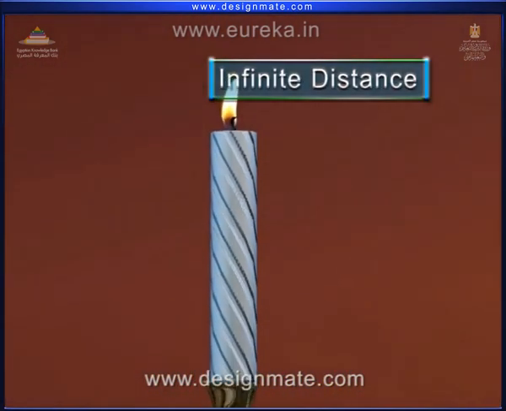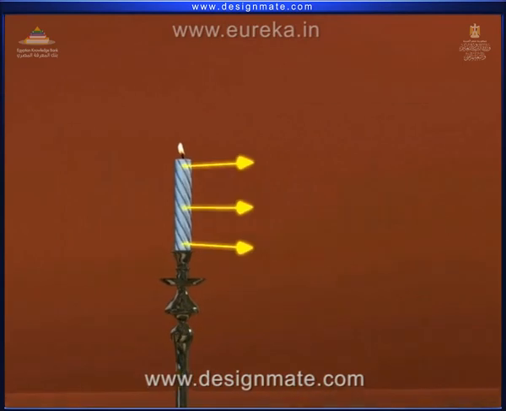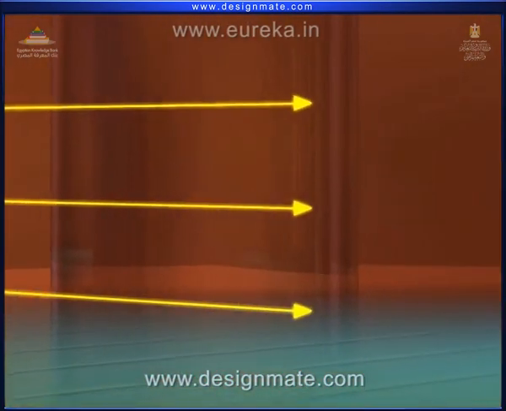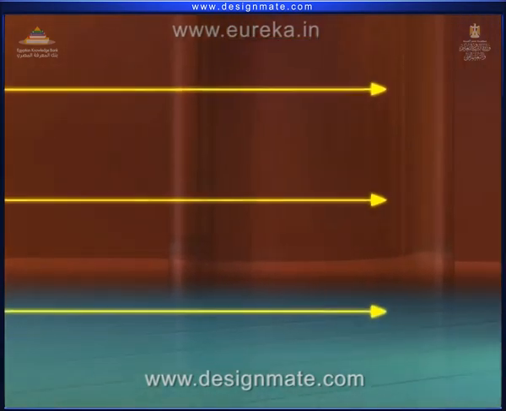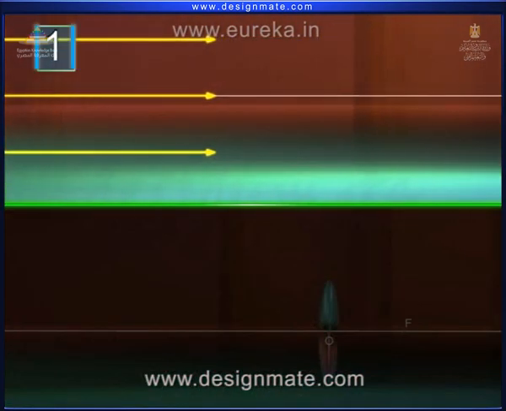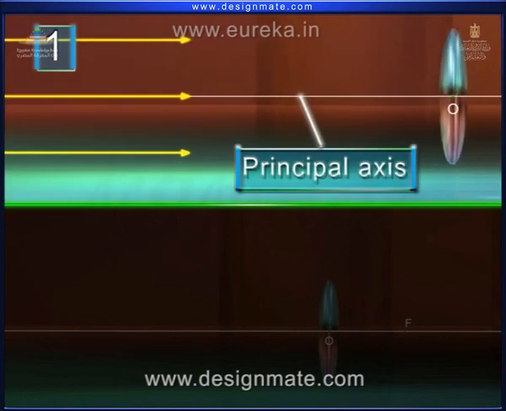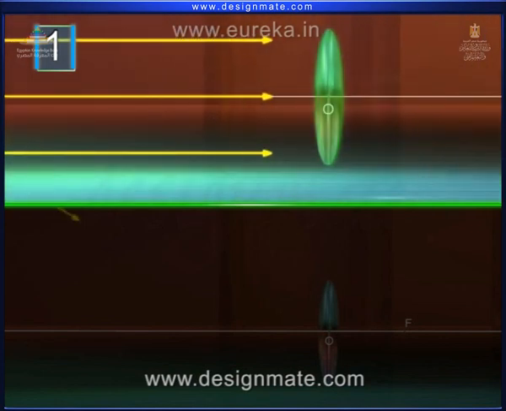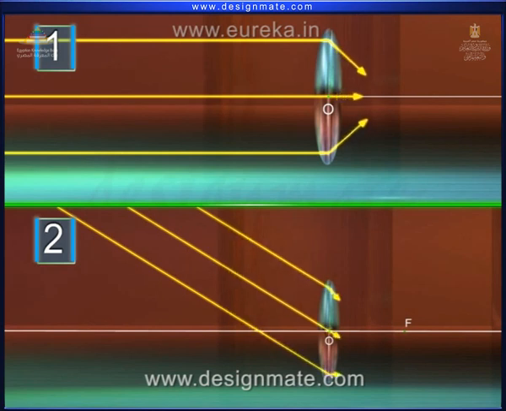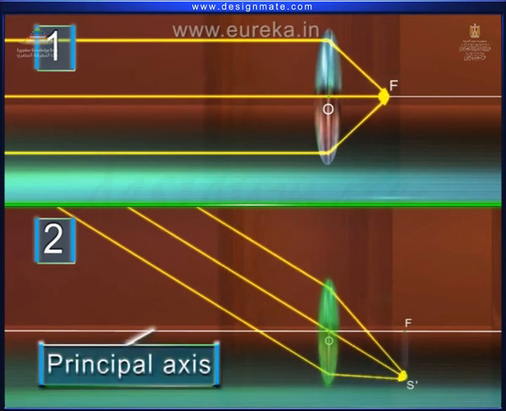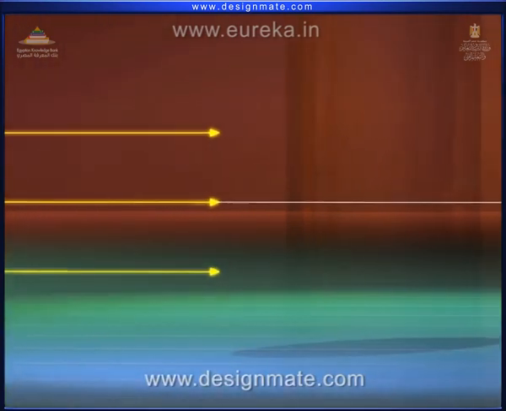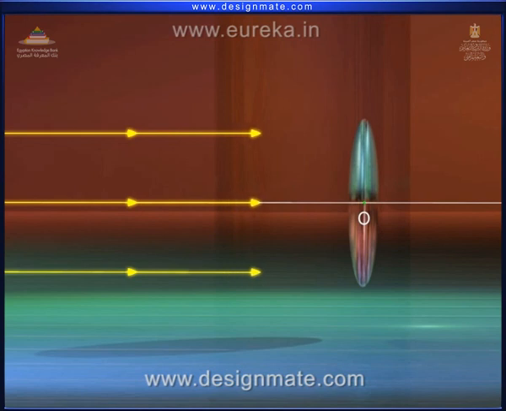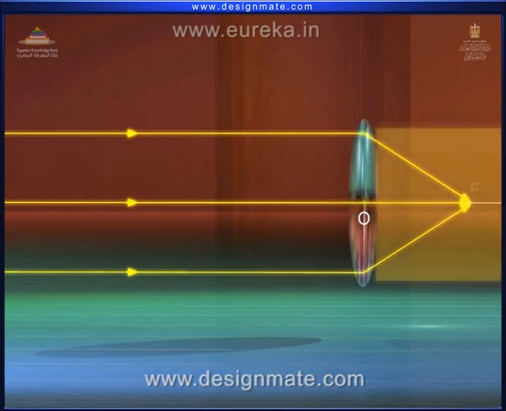Firstly, when the object is positioned at an infinite distance, rays coming from the object will be parallel to each other. These parallel incident rays can be of two types. 1. These rays can be parallel to the principal axis of the lens. And 2. They may not be parallel to the principal axis of the lens. In the first case, parallel incident rays, after having passed through the lens, get converged to intersect at principal focus F on the other side of the lens.